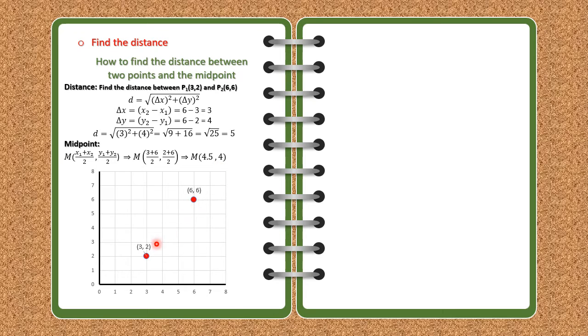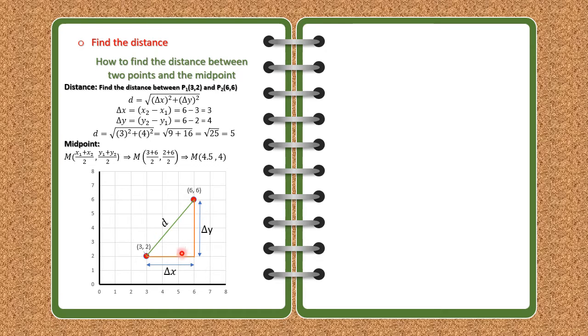These are the 2 points, (3, 2) and (6, 6). I want to find the distance between them. This is delta y, and this is delta x, and this is the distance d.